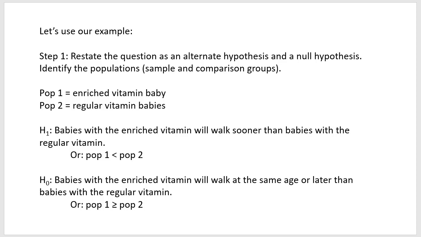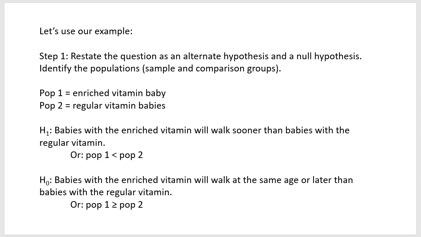Population 1 is the baby that took the enriched vitamin. That's one single individual baby that took an enriched vitamin. Population 2 are the babies who took the regular vitamins. So population 2 is going to be our comparison distribution. All the babies who took the regular vitamins, we know that they have a particular walking age on average with a standard deviation. We'll look at that in step 2.